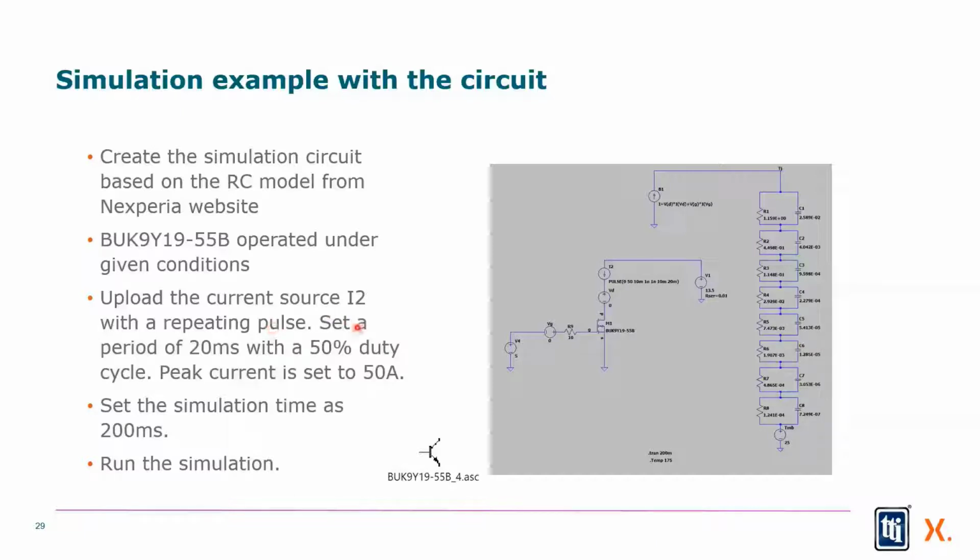So in this case, I want to set a period of 20 milliseconds, 50% duty cycle, peak current of 50 amps. So I'm going to hit it for 50 amps for 10 milliseconds, turn it off, let it cool for 10 milliseconds. Then I'm going to hit it again because it's 50% duty cycle. And I want to look at it for 200 milliseconds because after 200 milliseconds, I know my microprocessor will measure the temperature in reality and go, too hot, shut everything off. So I have a 200 millisecond window I need to tolerate with this particular system.